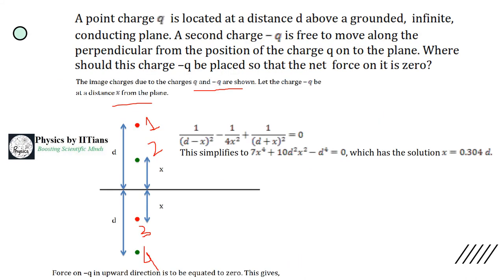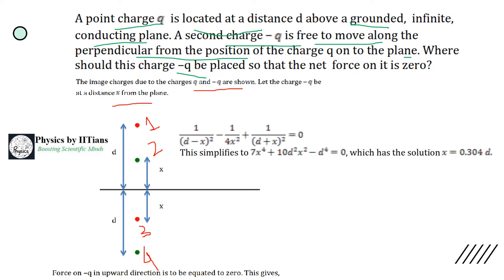In this problem, a point charge Q is located at a distance d above a grounded infinite conducting plane. A second charge, minus Q, is free to move along the perpendicular from the position of the charge Q on the plane. Where should this charge minus Q be placed so that the net force on it is zero?